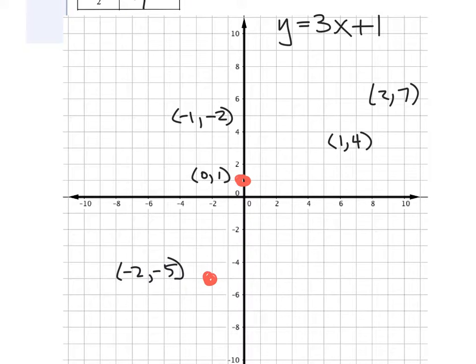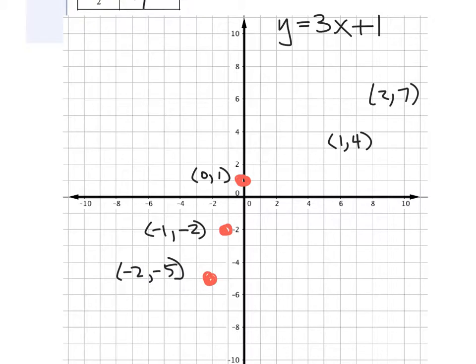And how about where does -1, -2 go? Well, -1, -2 means you're going to go to the left 1, down 2. So that's going to go right here. So we're going to drag that down there.